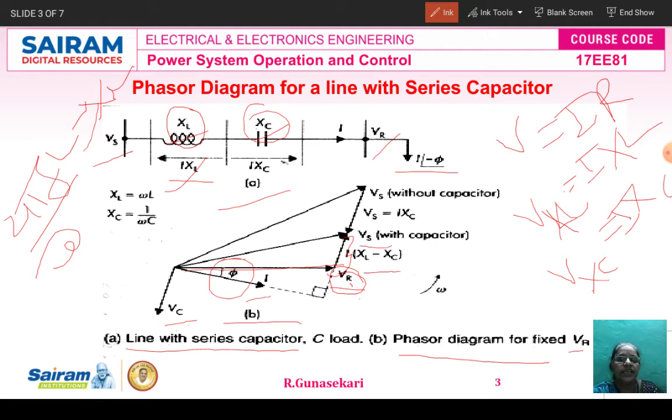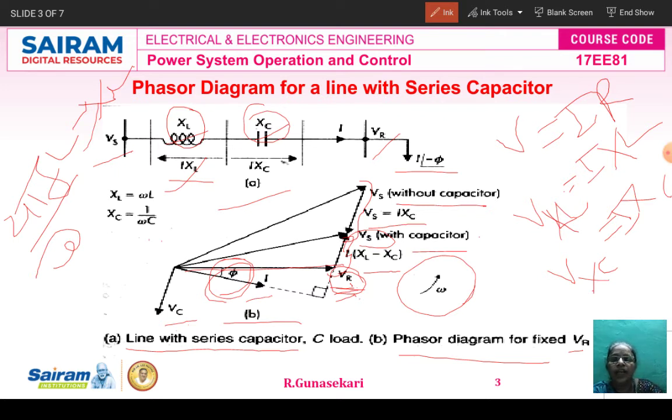This is VS, the sending end voltage, with the series capacitor only. And this is the receiving end voltage, and the sending end voltage without the capacitor is Vs equal to I into XC. This is the direction of omega. This is the phasor diagram. Once again I repeat, students, VR, the voltage across the resistance, is taken as the reference vector. The current I lags behind the voltage VR by an angle phi, that is, a lagging power factor is in use.